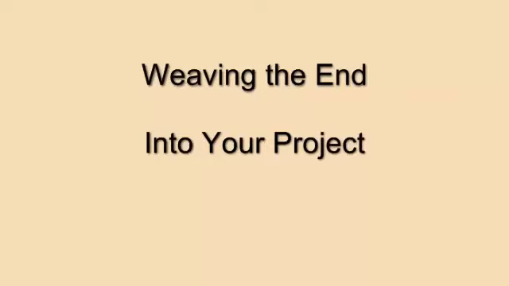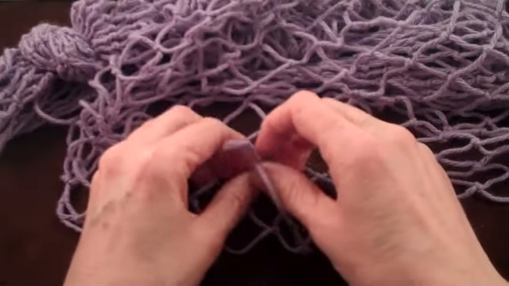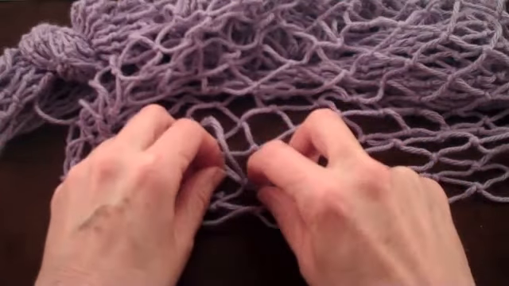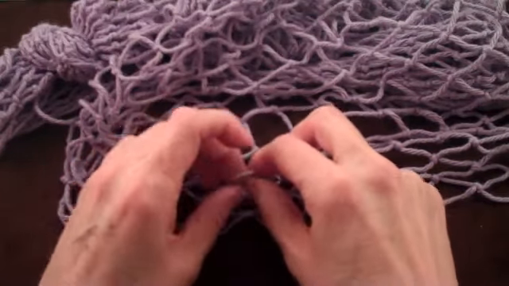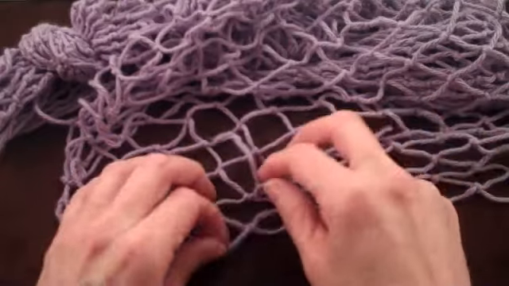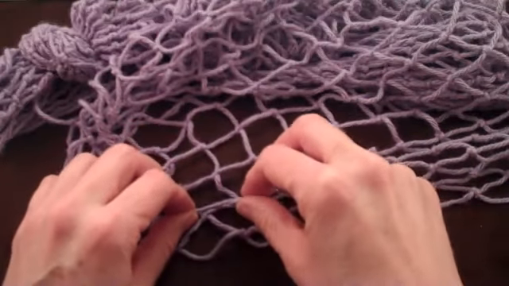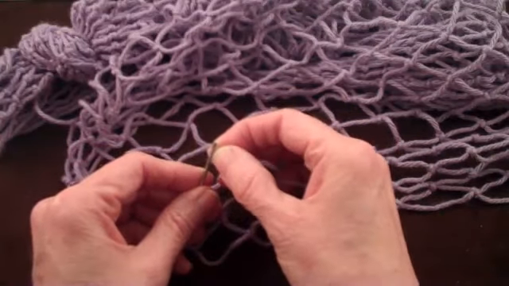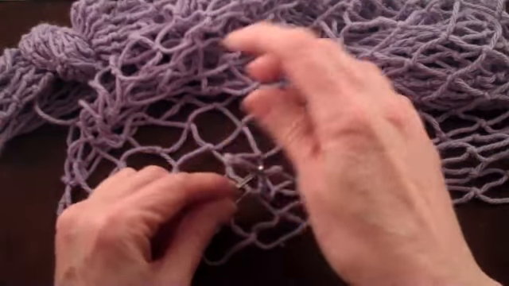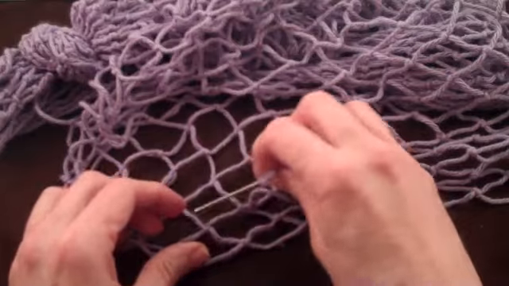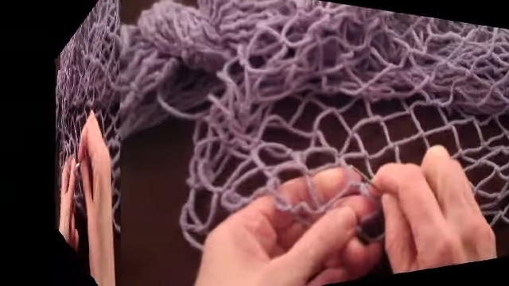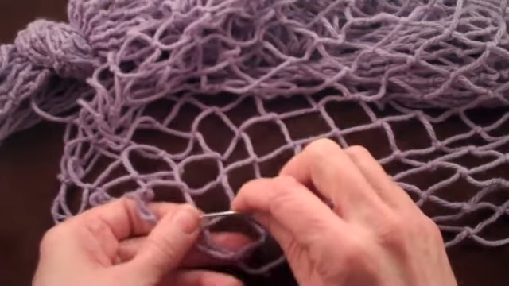Weaving the end into your project. Decide which direction the end will lie most smoothly against the existing netting. For this example, I think it lies best this way. Thread one end into a blunt end needle. The eye of the needle needs to be big enough to accommodate the thread being used. The needle should be as thin as possible.